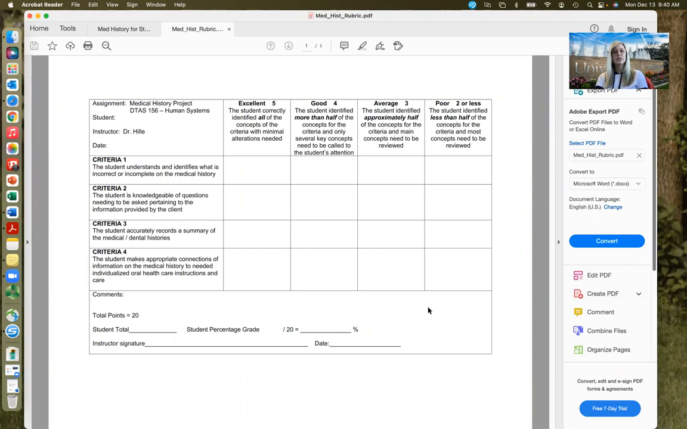Okay. Now, what you're going to notice on your personal score sheet or grading rubric is that, first of all, in the comment section, it's going to say see answer key for comments.